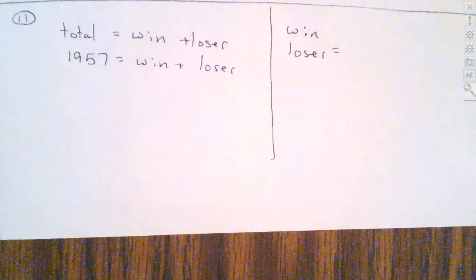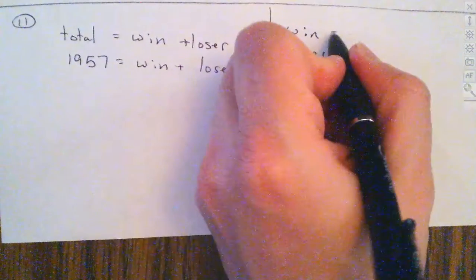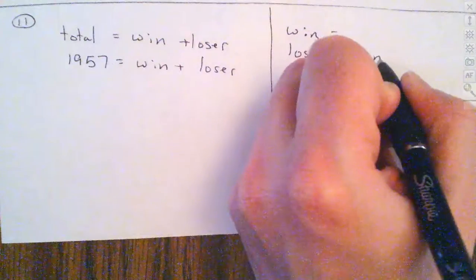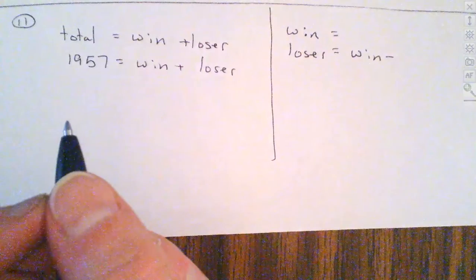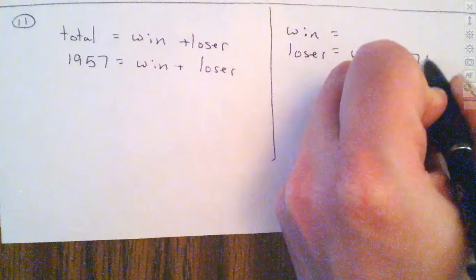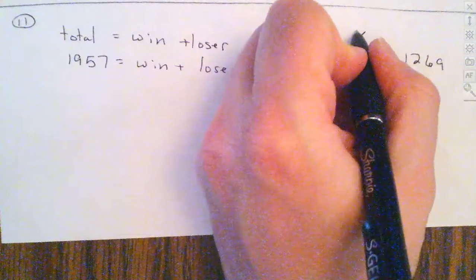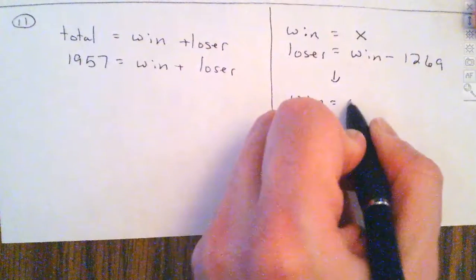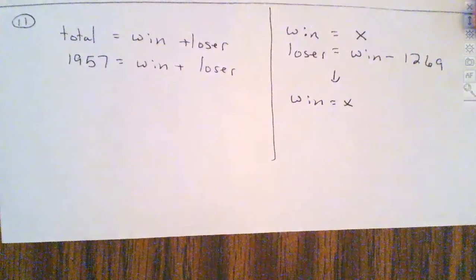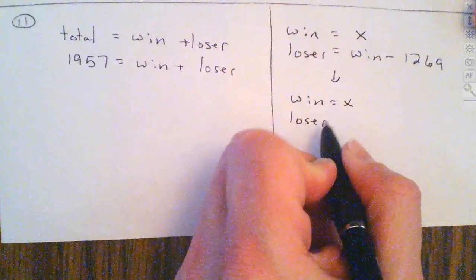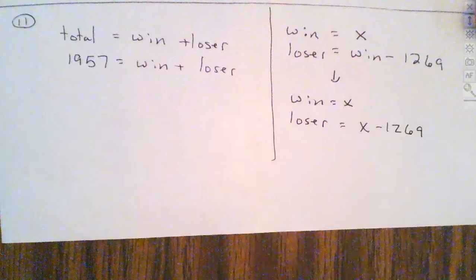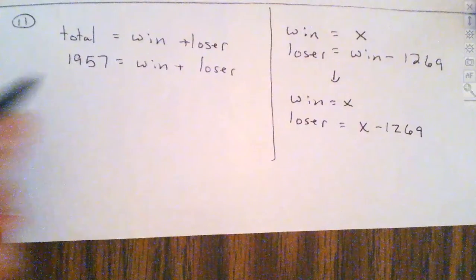So just like we did a moment ago with the goldfish, when we look at the losers, that's going to be the winner minus 1,269. The number of winners we don't know, or winning votes we don't know, so we'll use an X to represent that. Now we can rewrite this as the number of winners. Winning votes will be X. The loser had then X minus 1,269. Now we can build our equation.